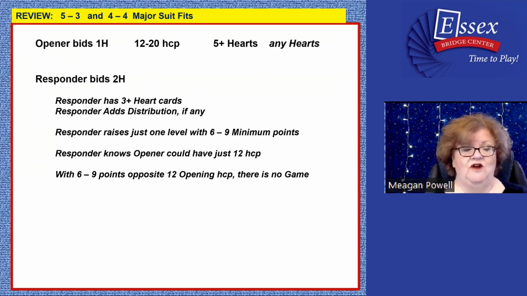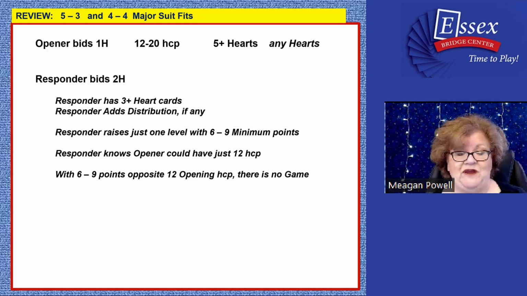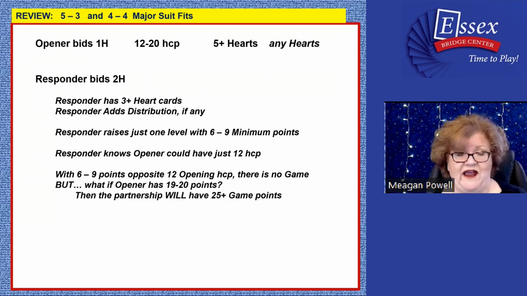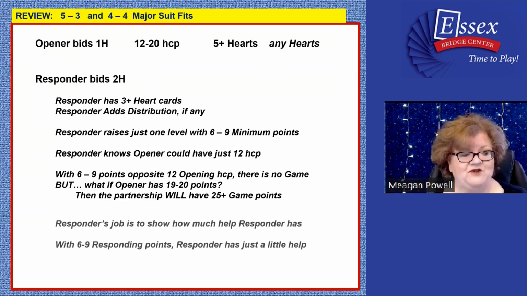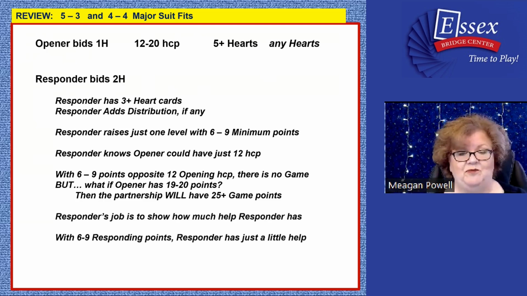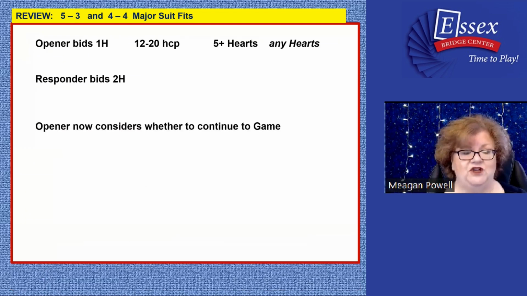I'm telling you that I have a heart fit for your original opening suit, and I'm telling you I have 6 to 9 points because your opening hand might have 19 or 20 points, which would get us to 25. So I have to respond to you with 6 to 9 points, and that's what I've done. I've given you just a little bit of help. So now, I've opened 1 heart, you have responded 2 hearts. My opening hand now considers whether or not we can get to game.